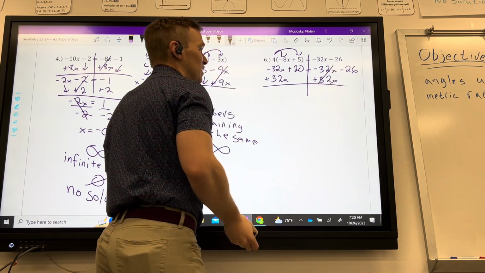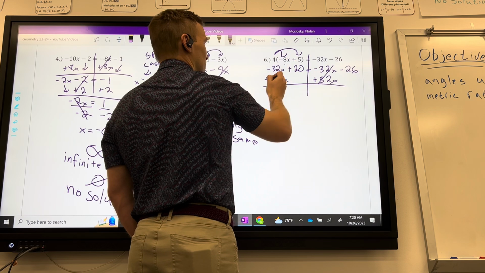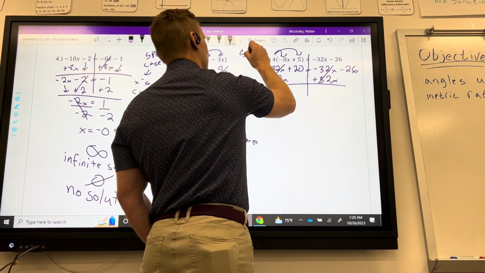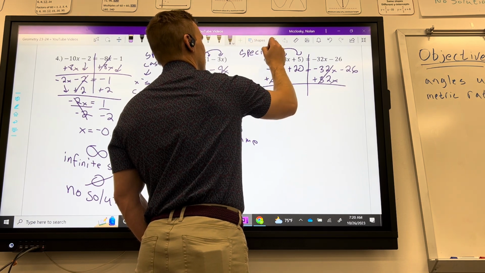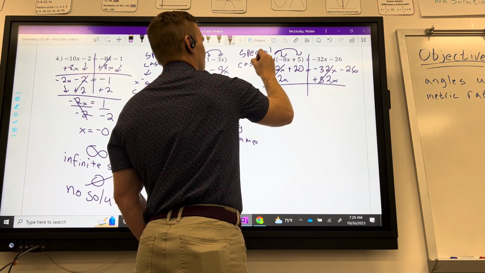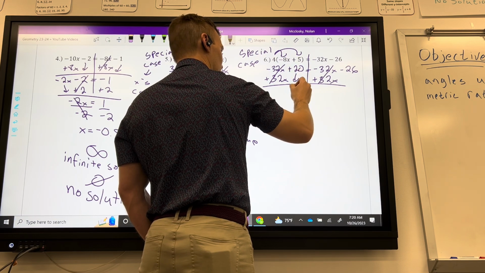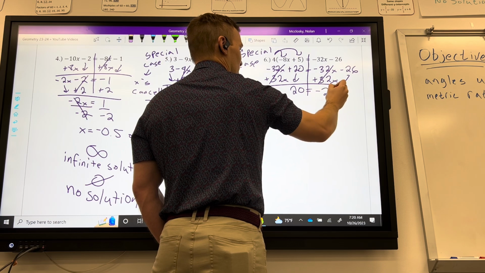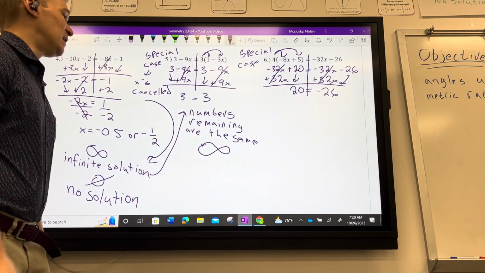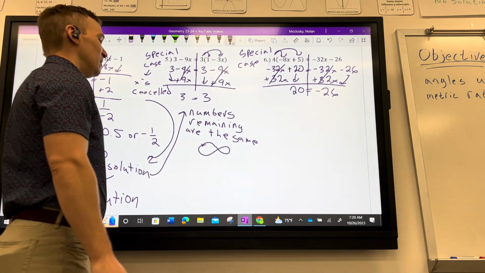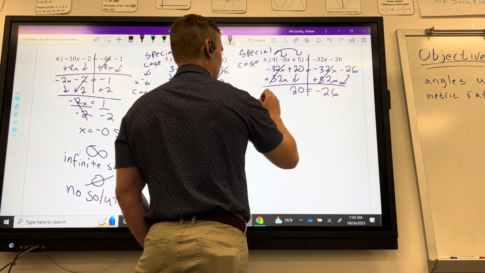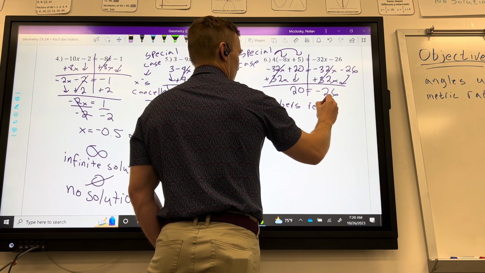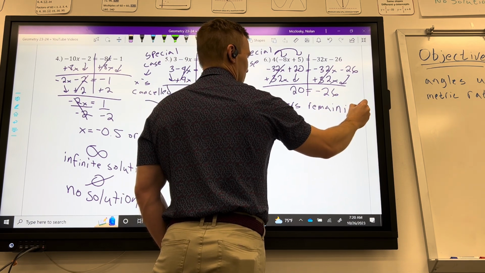That cancels, and what do you know? It also cancels on the left side as well, so that means that this is another special case whenever the x's cancel. And then you look at the numbers that are left to decide if your answer is infinite solution or no solution. The numbers left are 20 and negative 26. They are not the same. So the numbers remaining are not the same, which means our answer is no solution.